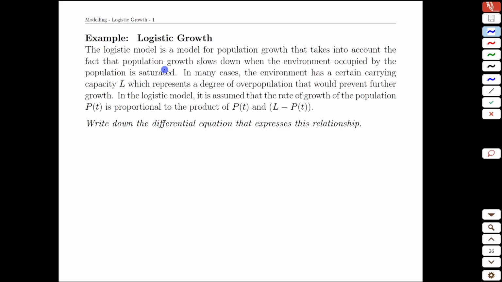In this video, we're going to look at our logistic growth model. We're going to look at its foundations, and then we're going to study its solutions and properties of those solutions.